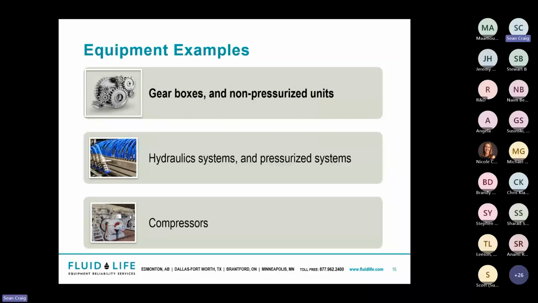So now that we've covered the importance of sampling location and method, let's shift our attention to different types of equipment, like I promised, in the fixed equipment setting. In the next few slides, we're going to take a closer look at three key categories, each with their own sampling considerations. We'll start with gearboxes and other non-pressured units. These are obviously very common. You guys see them all the time. We'll move on to hydraulic systems and pressurized equipment. And finally, we'll look into compressors, which can be a bit of a unique case because of the temperatures in the gas and whatnot.